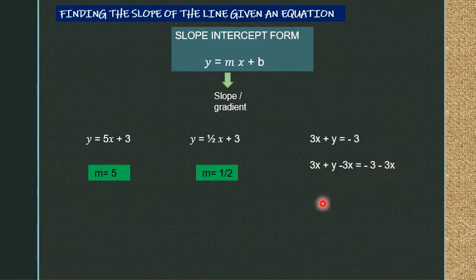So the given here becomes y equals negative 3x minus 3. Now, as you can see, the negative 3x comes before the negative 3 because we're going to rearrange the terms. So the final answer is m equals negative 3. So we can identify the slope now.